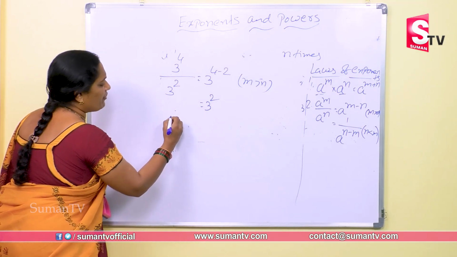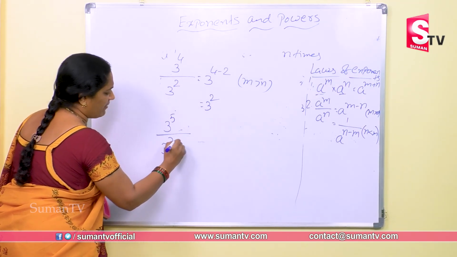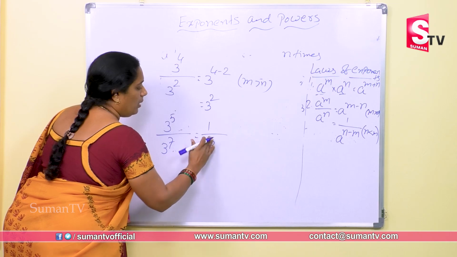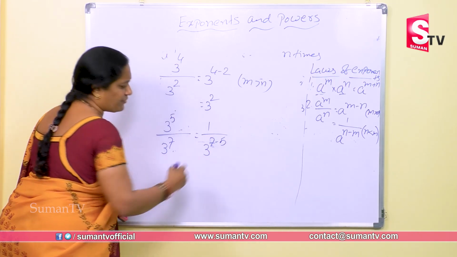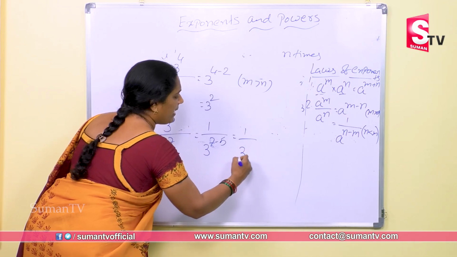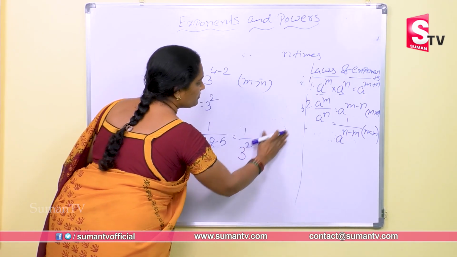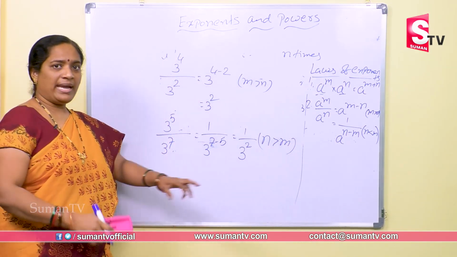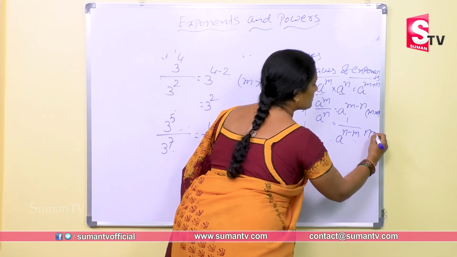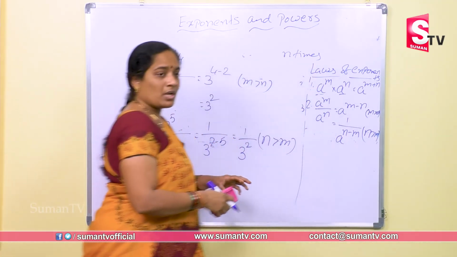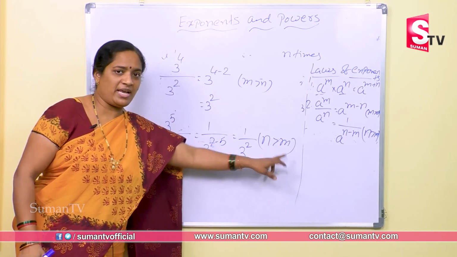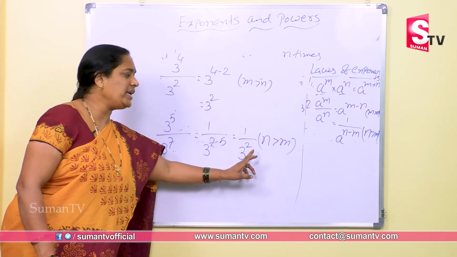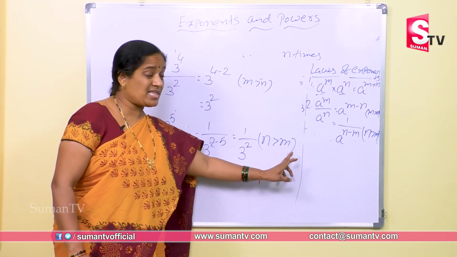Now 3 power 5 by 3 power 7. For this, 3 to the power of 7 minus 5, nothing but 1 by 3 to the power of 2. Here n is greater than m. Look here, n is greater than m. So 1 by 3 to the power of 7 minus 5 can be written as 1 by 3 to the power of 2. Here n is greater than m.